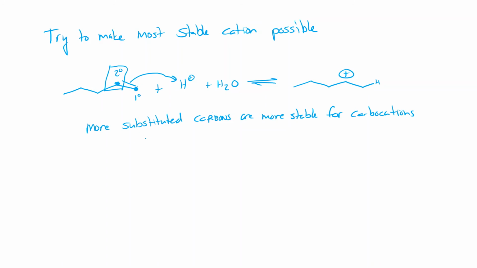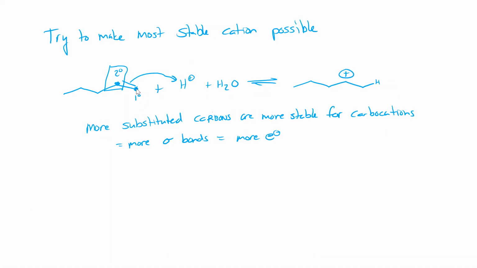The reasoning behind this is that more sigma bonds equal more electrons, and those electrons, having negative charge near that carbocation, stabilize it to a certain extent. So the negative charge is surrounding that positive charge. The more sigma bonds you have, the more electrons you have around, and the more they can counteract that carbocation's positive nature. So at a primary position, there aren't that many sigma bonds around.